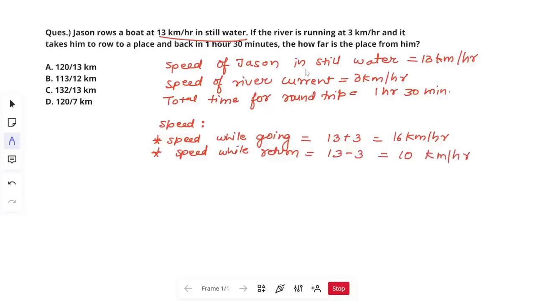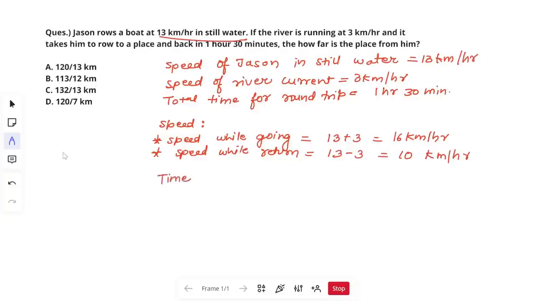So Jason's speed in still water is 13 km per hour and the speed of the river current is 3 km per hour. While going it will be added and while returning it will be subtracted. So we will have these speeds. Now let us see the time calculations.